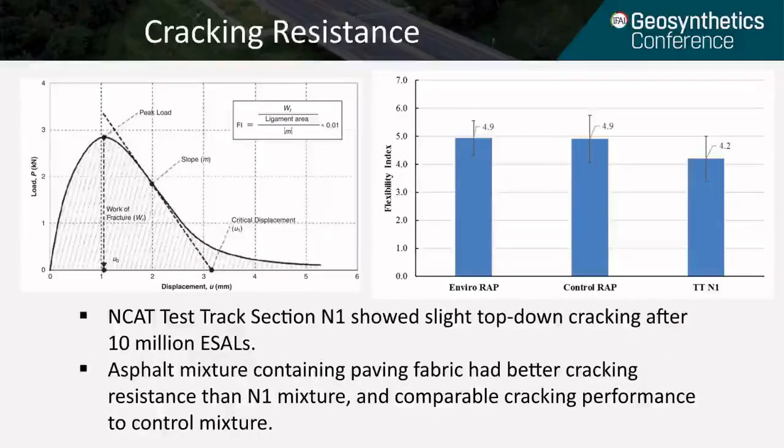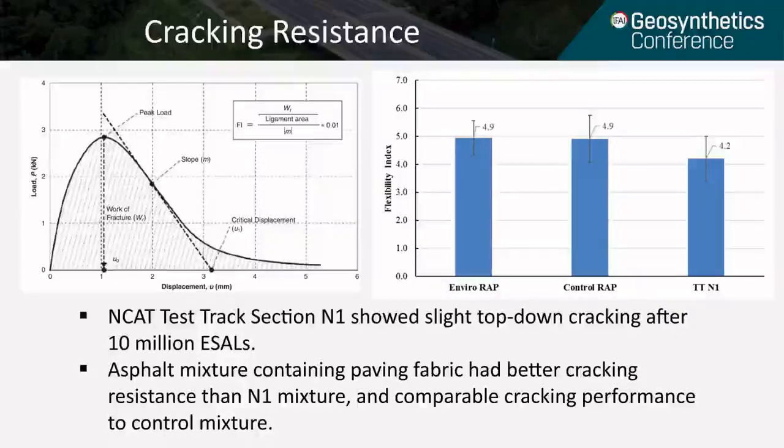The last performance test is Illinois Flexibility Index test. This is a cracking test using monotonic loading, and the test continues until the specimen is completely broken. The left figure shows the idea of how to calculate the flexibility index. Basically, we use the fracture energy under the curve and also the load slope to calculate this parameter. Generally, a higher flexibility index means a better cracking resistance.